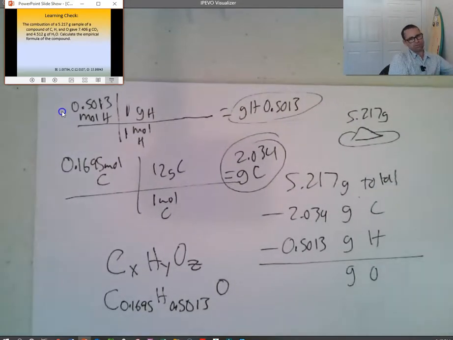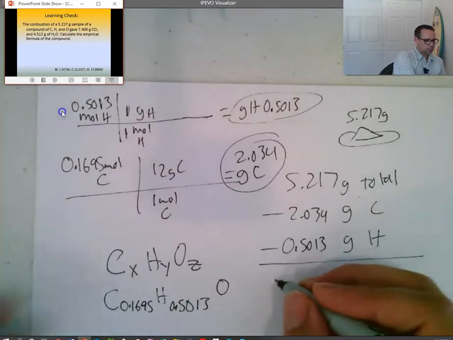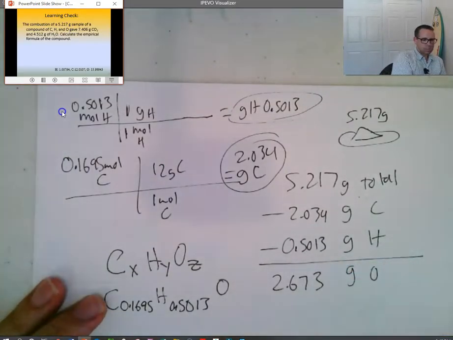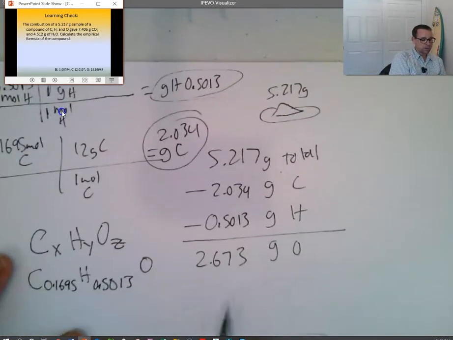From my total pile of material, which was 5.217 grams, I subtract my grams of carbon, 2.034, and my grams of hydrogen, 0.5013. I'll do that in my calculator: 5.217 minus 2.034, and then subtract 0.5013, and I get 2.673. And that is my grams of oxygen.